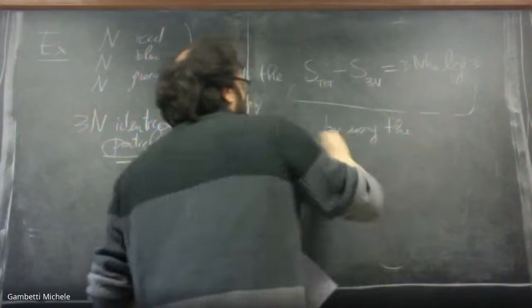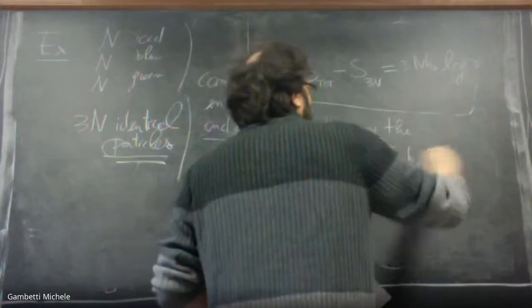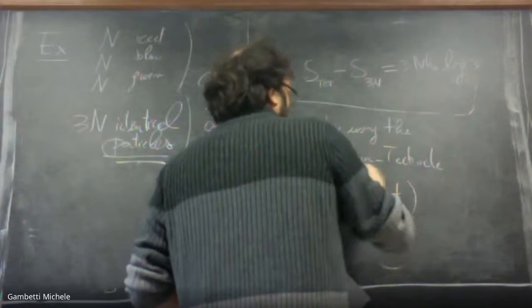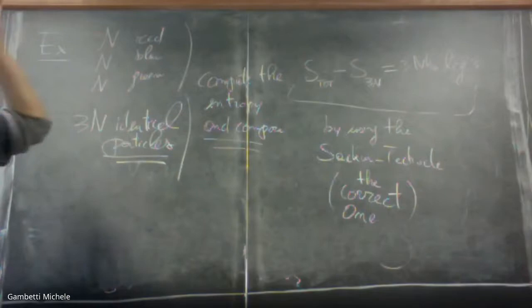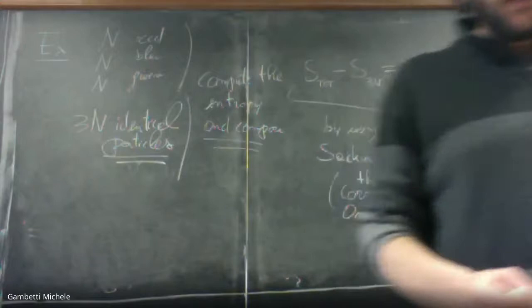Okay, so you can try to do it by using the correct formula, of course. And the reason is that, of course, when you have these three colors, there is an additional contribution to the entropy, which is provided by the mixing entropy.